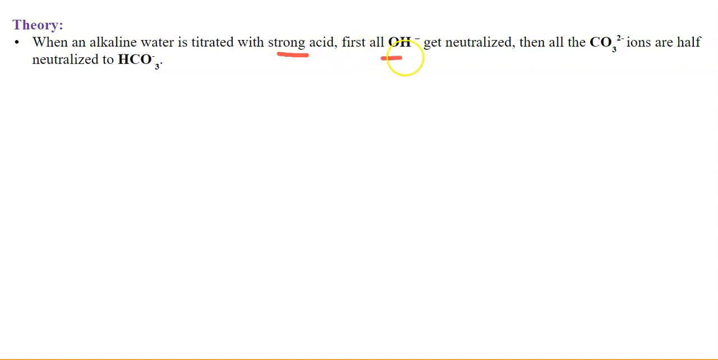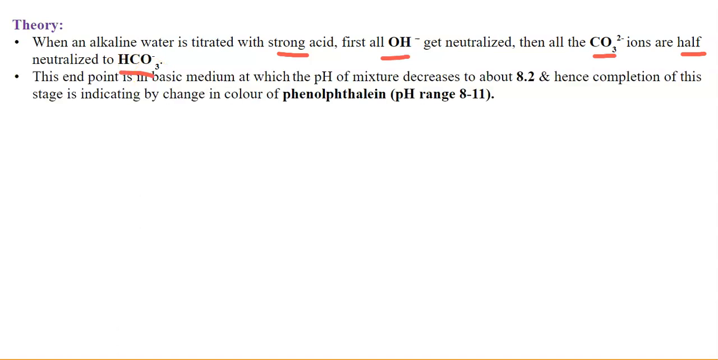So first, all the hydroxide ions present in water will get neutralized. Once they are neutralized, then all the carbonate ions present in water will get half neutralized. And once the carbonate ions are half neutralized to bicarbonate, then the bicarbonates which are originally present and those which we get from carbonate will get neutralized. We will understand this more easily with the help of reactions further.